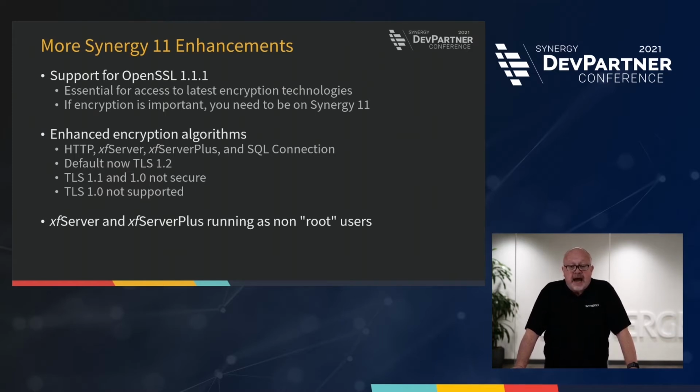We've also enhanced the encryption algorithms that are used throughout various of our products. So everywhere that we do encryption, you can see them listed there on the second bullet, HTTP, XF server, and so on, we now default to using TLS 1.2 encryption. We do still support TLS 1.1 encryption, although TLS 1.1 and 1.0 are no longer considered secure. So you can do TLS 1.1 still, but it's not recommended. And we no longer support using TLS 1.0 at all. You can't achieve that with the version 11 products.